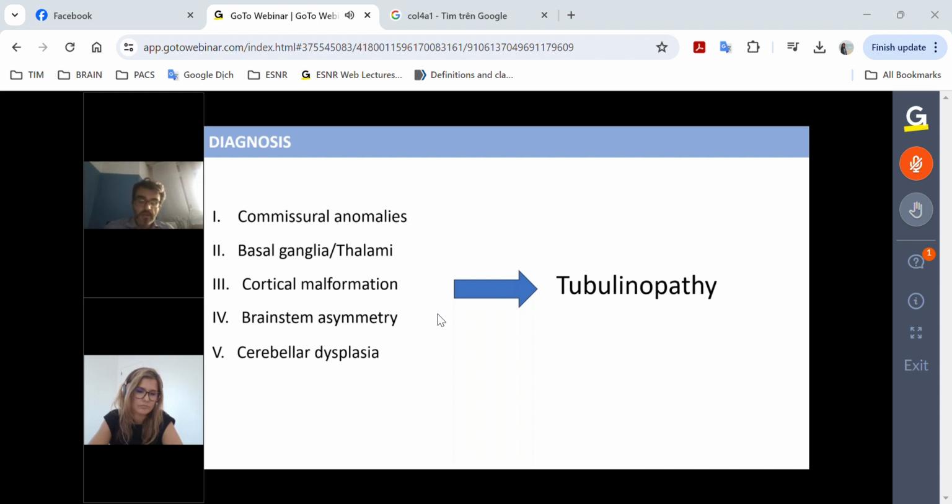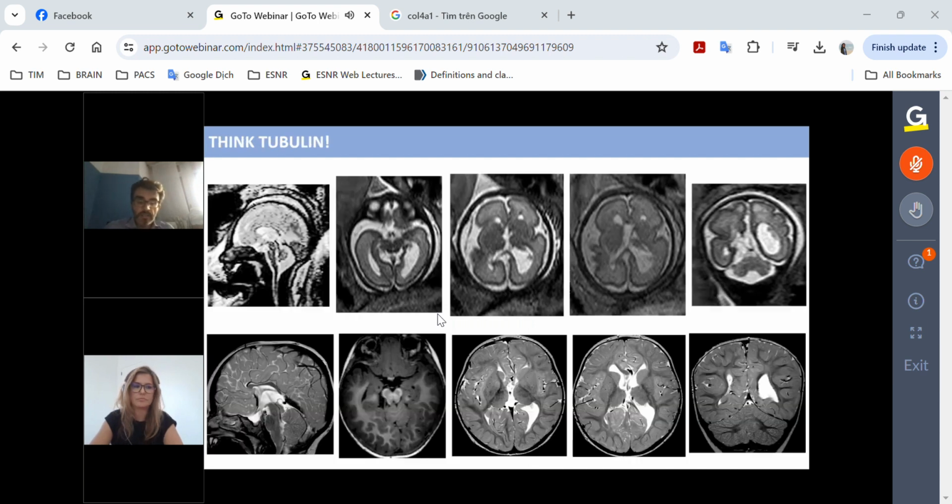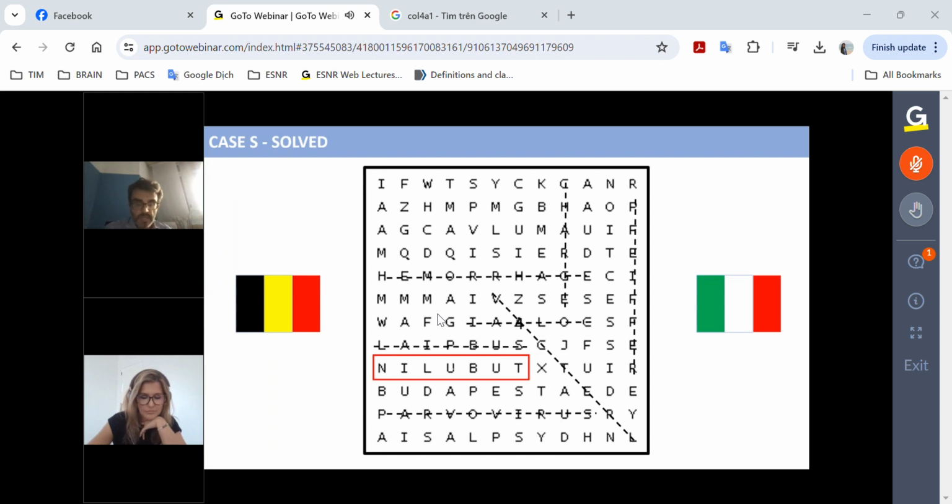Our fetus had most of these findings. This is just to sum up what we have seen before and after birth, and actually, it's easier to see them on the postnatal MRI, but most of the findings were also there in the prenatal exam. So that was my last case, and tubulin was in the puzzle again.